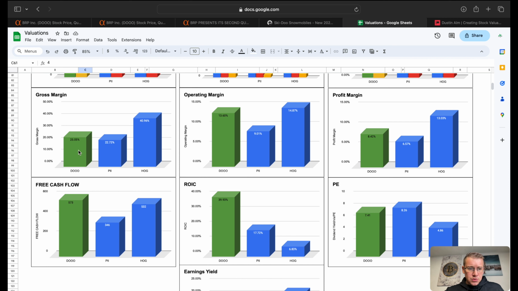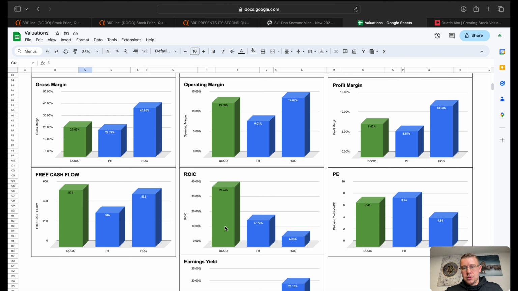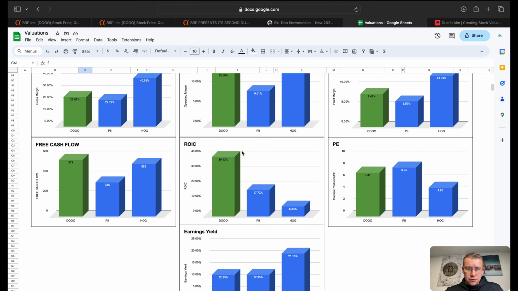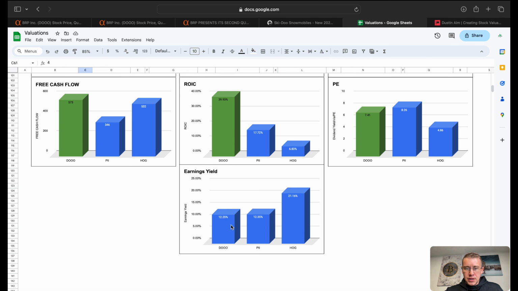Gross margin sitting at 25% across the board. And really, we're just going to compare these two because they're more comparable. And we can see 25%. So BRP, much better. Gross margins, operating margins, obviously better. Profit margins, also better. Free cash flow, again, return on invested capital and PE. So we're paying a lower premium for this company with better margins, and free cash flow and return on invested capital is better. Earnings yield, though, basically identical.